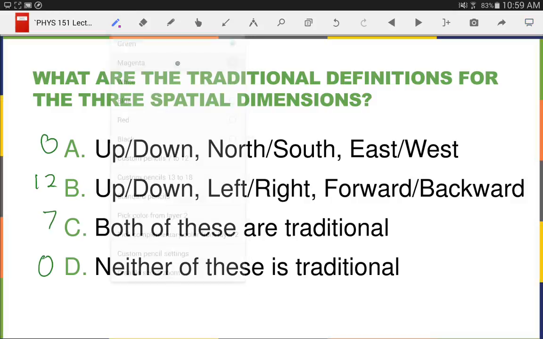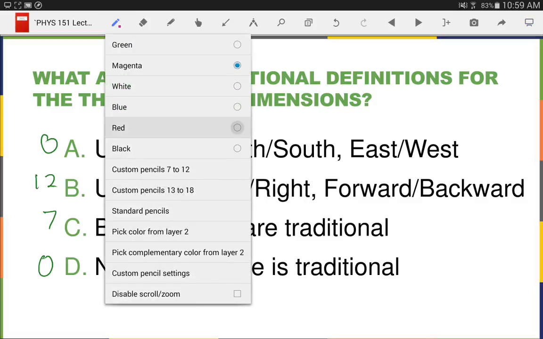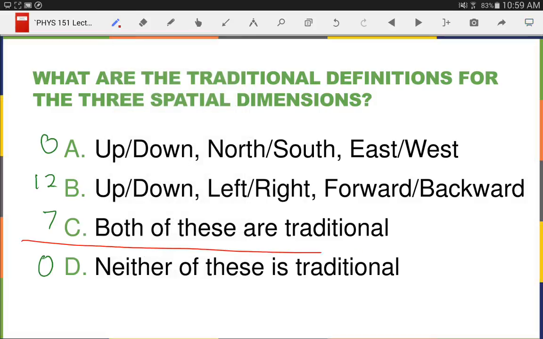Now, I hate that color. The truth is, both of these are traditional. I use both of them as examples. I just want to make sure that we go back and remember that our traditional has up, down, and we had up, down in both of them. And then 2 directions. And actually, it's another clicker question.